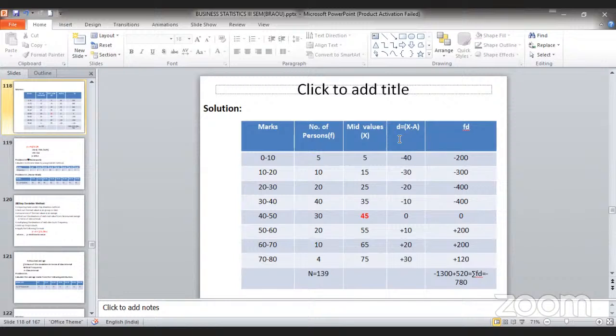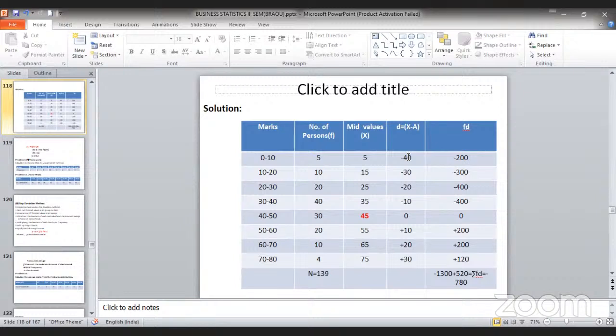X minus A means X value minus the assumed value. So X is 5, A is 45. 5 minus 45 is minus 40. 15 minus 45 is minus 30. Like that, I have got the D values. Now in the X column, I have to multiply the frequency with the D.